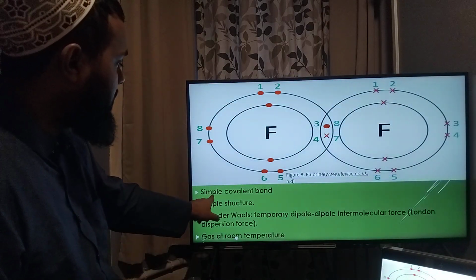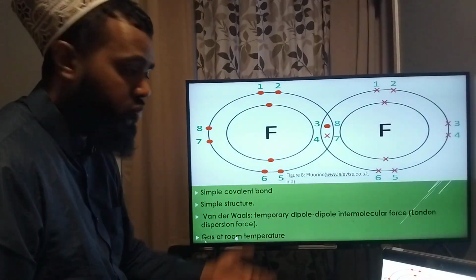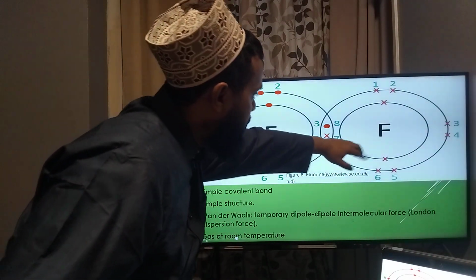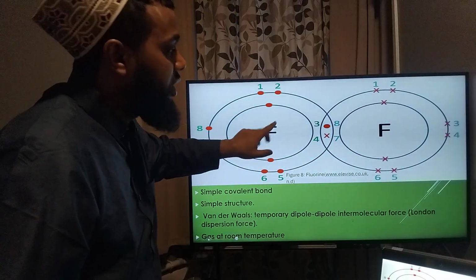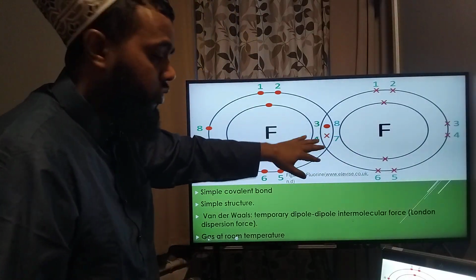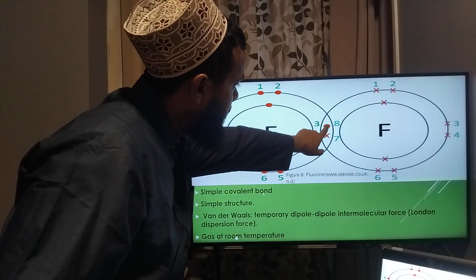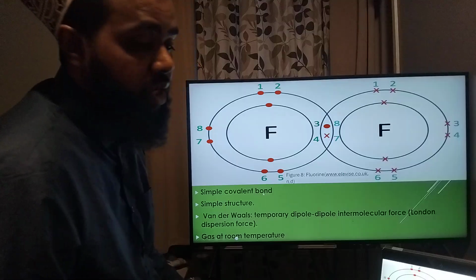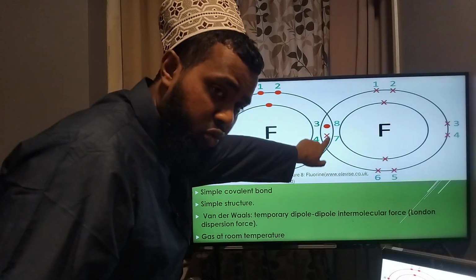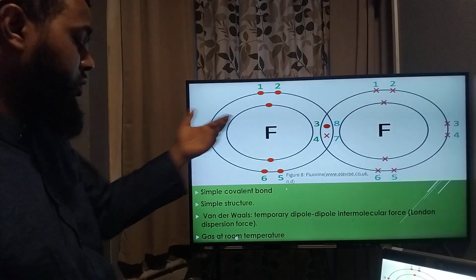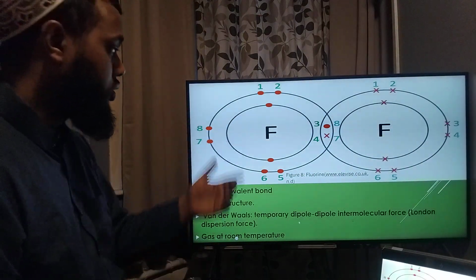We have the simple covalent bond also, because of the electronegativity between non-metals, fluorine and fluorine. Sharing electrons, because they have the same electronegativity, so neither of them is going to lose its electron to the other.